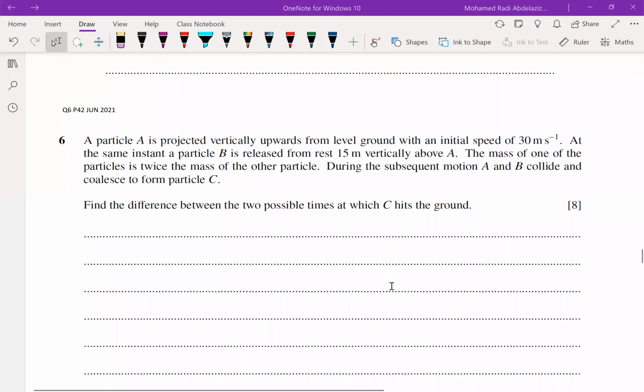Hi guys, in this tutorial I'm going to solve question number 6, paper 42, June 21.